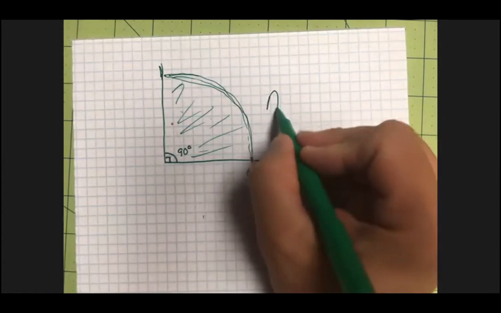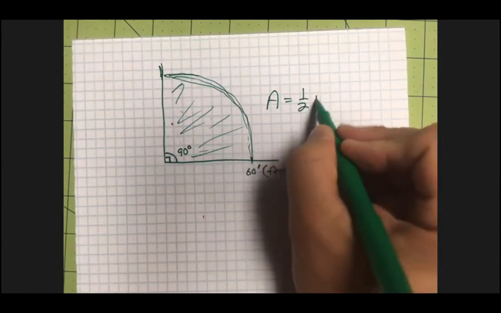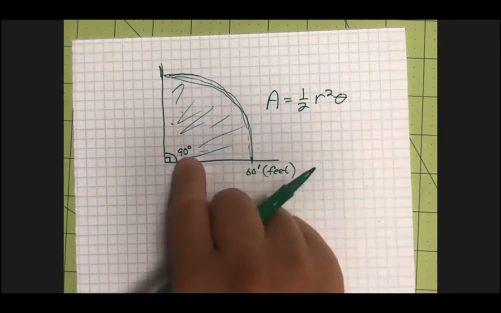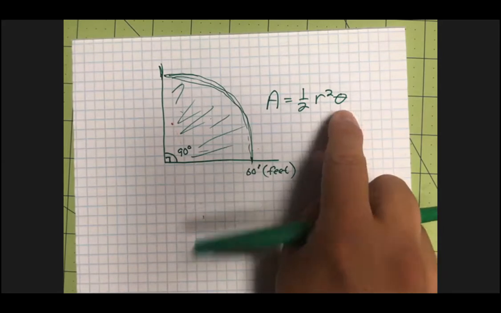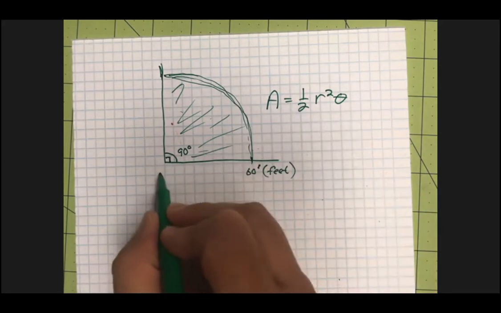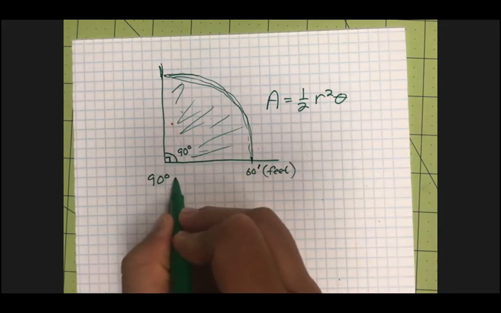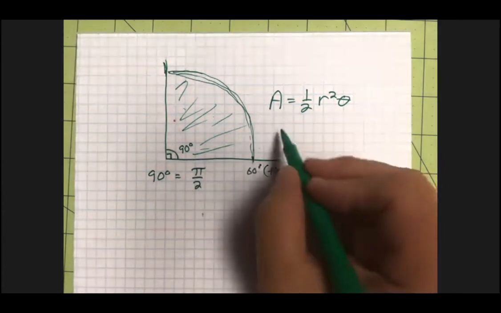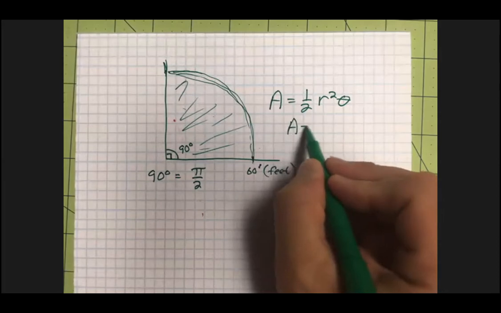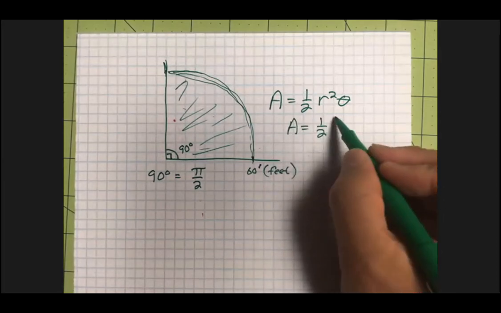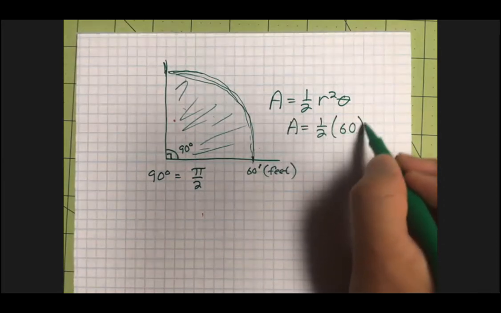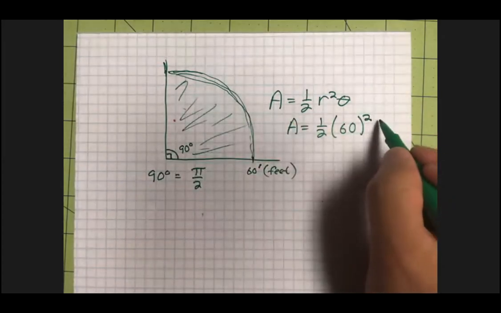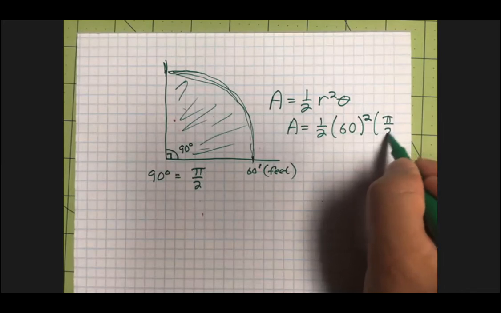I'm going to use this formula, 1/2 r squared theta. And the only thing I would get in trouble with is if I put 90 in for theta. That is not 90. That is what in radians? Pi over 2. So what area does that cover? 1/2 times 60 feet squared. That's the radius of this giant circle, times pi over 2.